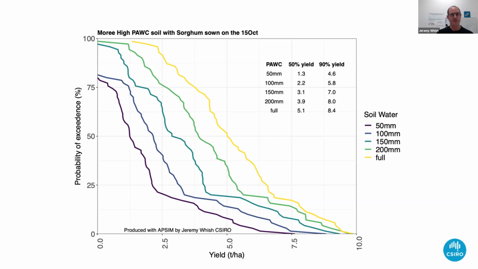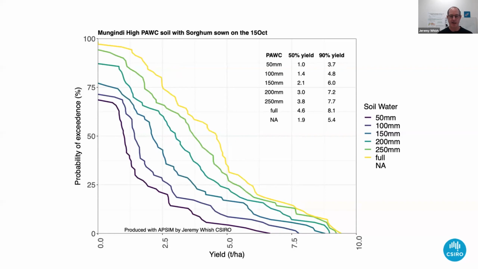I didn't have any of these for Garrar itself, so I've done Moree and I've done Mungandai, hoping that somewhere between that you guys can work it out. These are always a bit tricky, and then suddenly people get their heads around them and they love them. But one way to think about it, it's very similar to the rainfall.